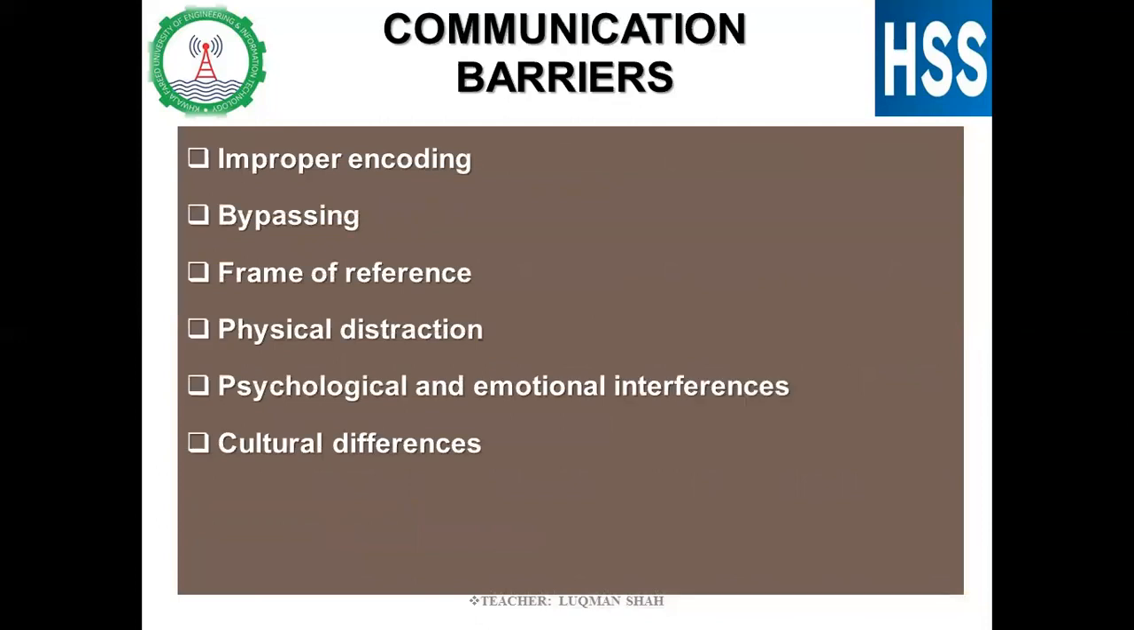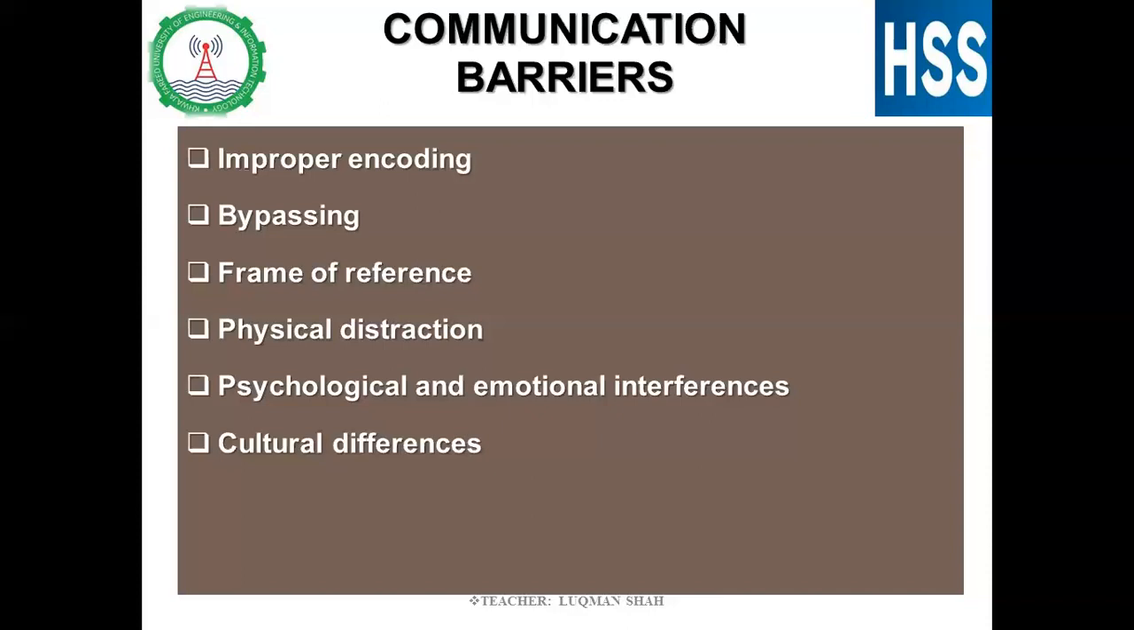And they are as follows: improper encoding. When we encode, when we use the wrong language, in fact, that is called improper encoding. The linguistic feature of communication is very important. If someone wants to communicate with a Chinese person and he is communicating in Urdu, definitely there is a sender, there is a receiver, there is a medium, there is a language, and there is information. But there is a barrier. Which barrier? Improper encoding, because the Chinese person will be unable to understand Urdu.